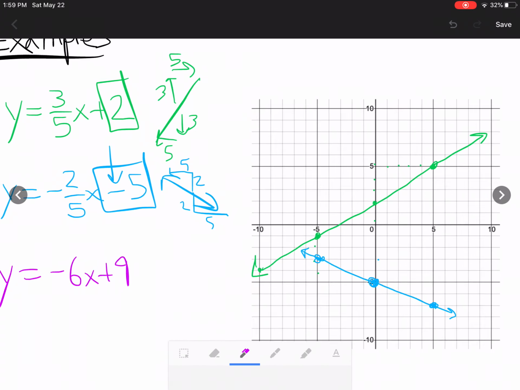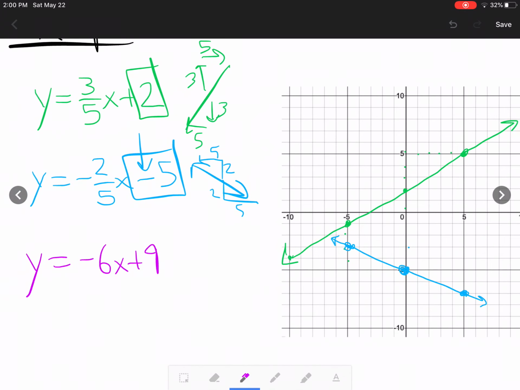Finally, let's take a look at this one. Y equals -6x plus 1. Well, for this one, something that students get confused by, they're thinking like, well, I can go up 6, right? So my line's just going to look like that. But it doesn't. Our slope is -6 over 1.